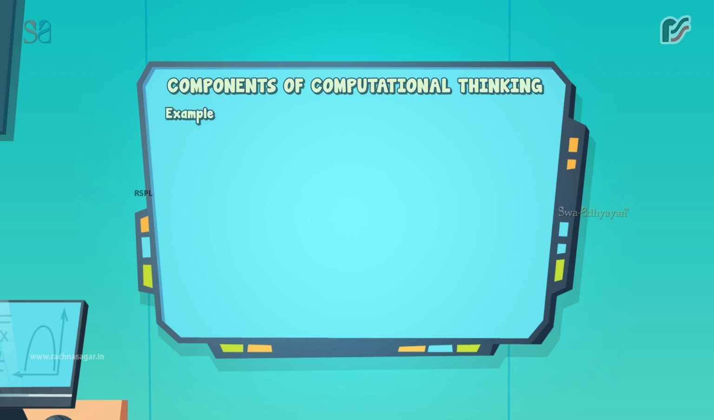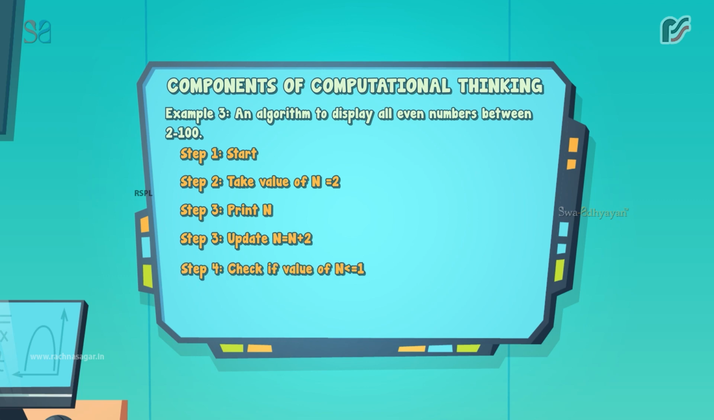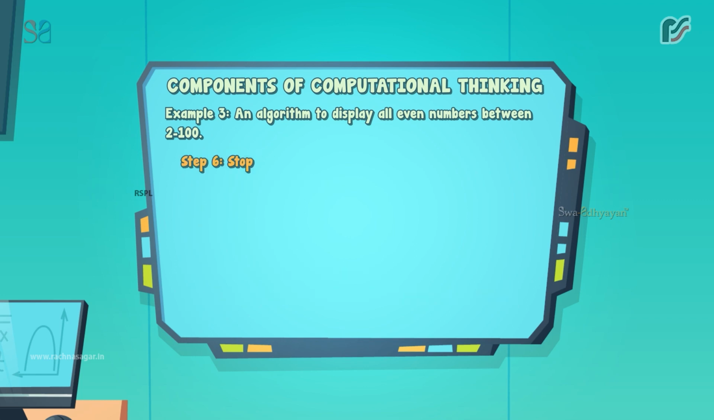Let's look at the final example, which is an algorithm to display all even numbers between 2 to 100. First step is, of course, to start. Then take the value of n equal to 2 and print n. Next is to update n equal to n plus 2 and check if the value of n is greater than or equal to 100. Fifth step is, if step 4 is true, then go to step 6, or else repeat step 1 to 4. And lastly, stop.